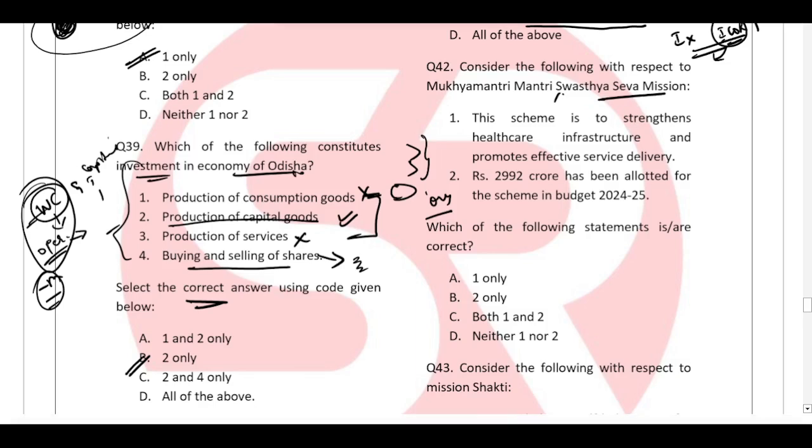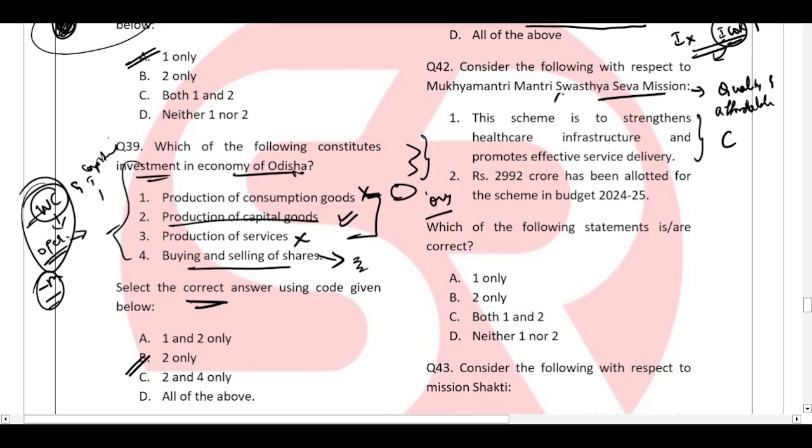The Mukhyamantri Swasthya Seva Yojana of Odisha, the aim of it is to provide quality and affordable healthcare to all the people. So for this, the government has established various medical colleges and PGIs. So let us look at the statements. The scheme is to strengthen the healthcare infrastructure and promote efficient service delivery. Yeah, this is talking about health, quality and affordable healthcare. So this has to be correct.